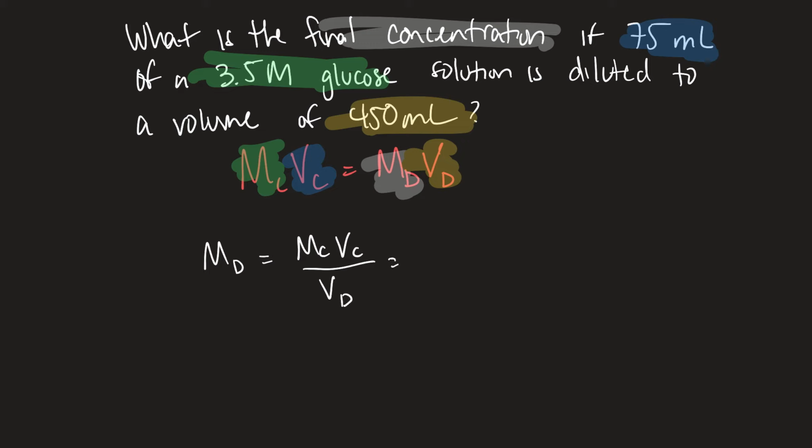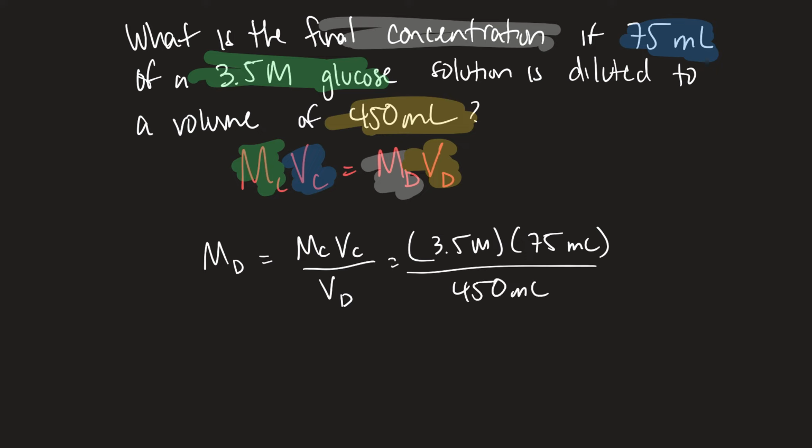I'm going to put this in, and so I get 3.5 molar times 75 milliliters divided by 450 milliliters. My units of milliliters cross out, and I'm left with molarity. When you plug this into the calculator, you get 0.58 molarity of glucose. That is the new concentration once it gets diluted.